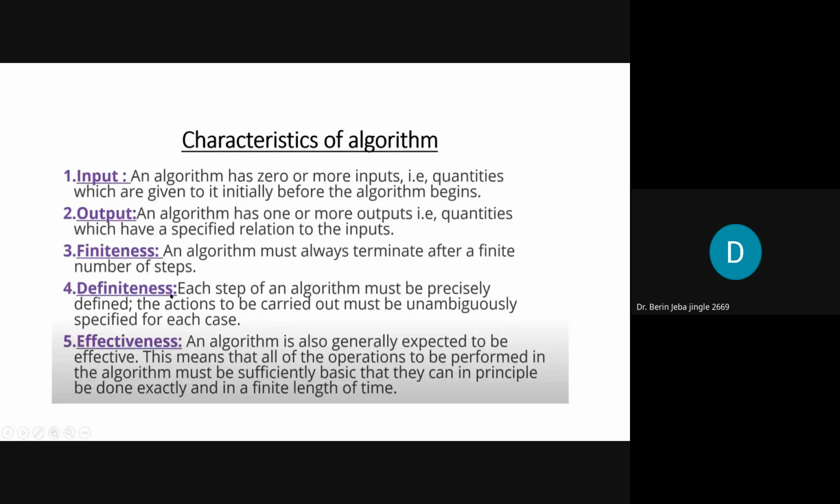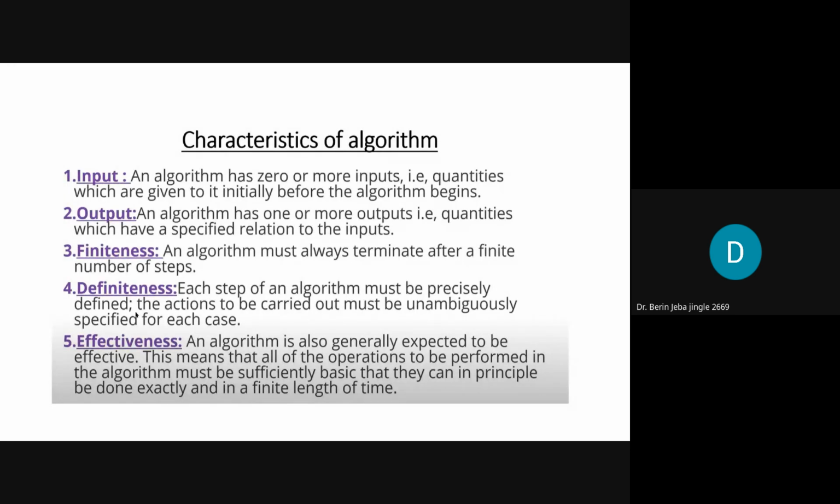Then definiteness should be there. Each step of an algorithm must be precisely defined. Very accurately it must be defined. No ambiguity, confusion should not be there. Then each and every algorithm should be very effective. Because this algorithm we are going to transfer into a flowchart and a program.